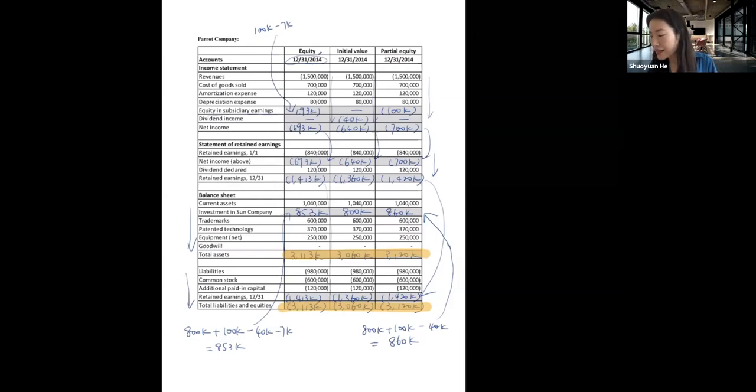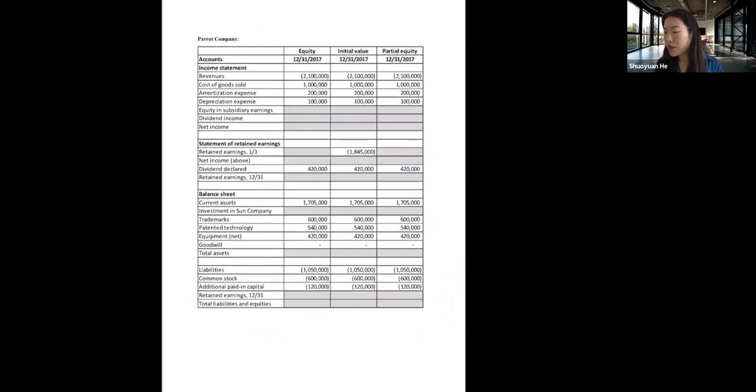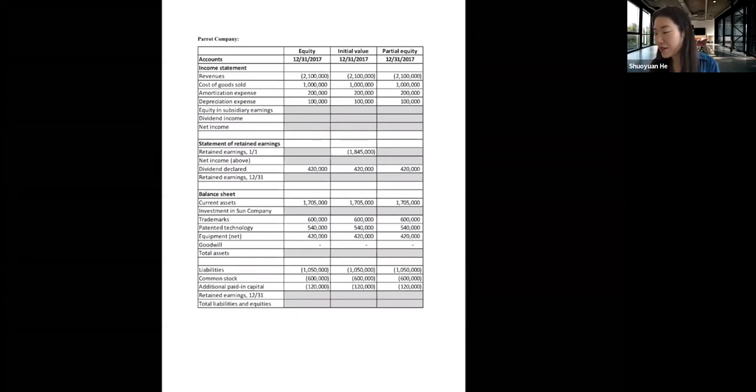And then let's look at subsequent years. So this just jumps up to 3 years later, at the end of 2017. Let's first look at the income part. Under the equity method, the firm is going to record the subsidiary's current year income as its income, and then take out amortization. So it's very similar as before.